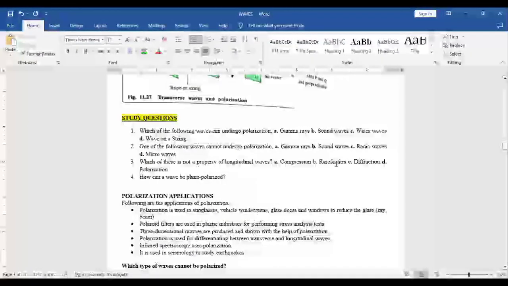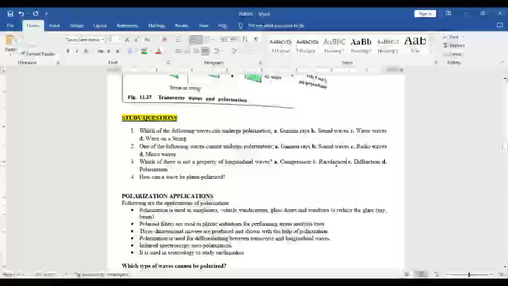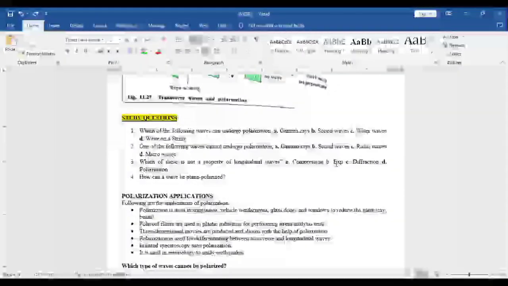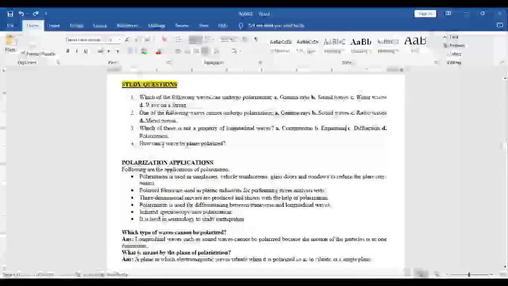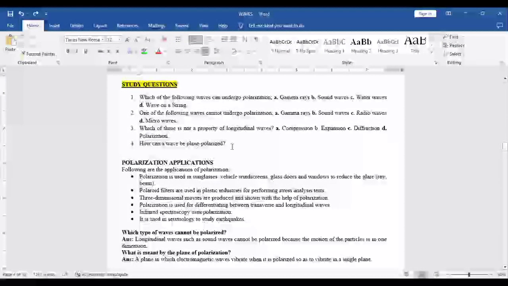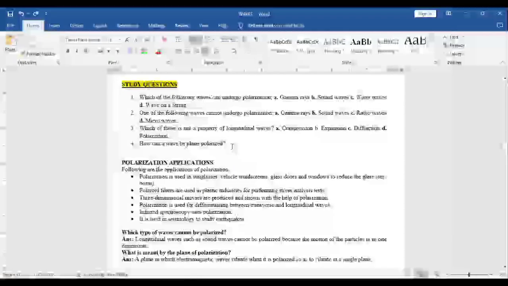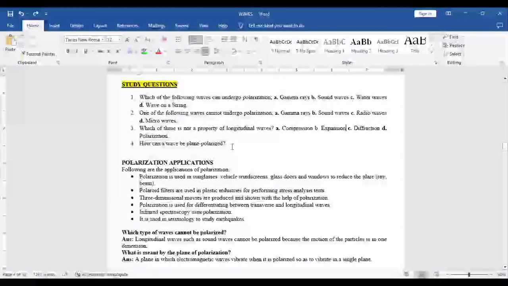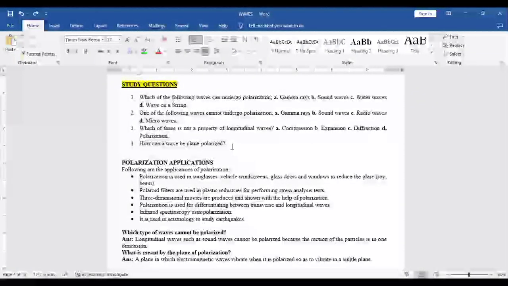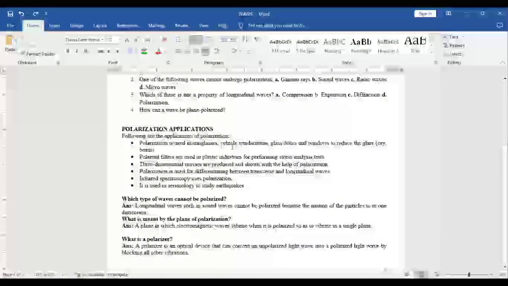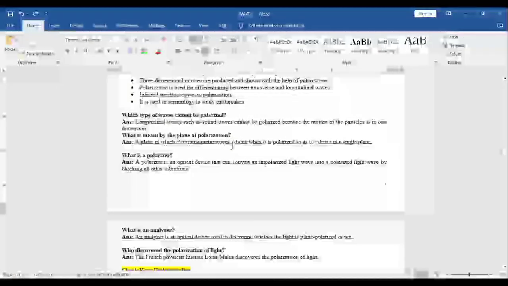All right. I think I should continue. The next one, diffraction, polarization. Okay. The next question here is, how can a wave be plane polarized? A wave can be plane polarized when we use what they mean by polarizers.